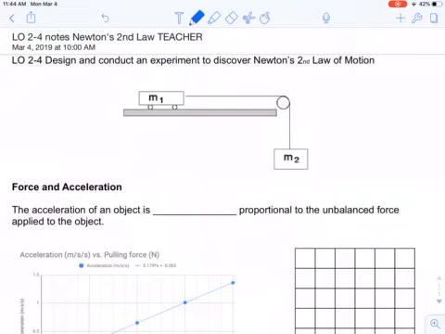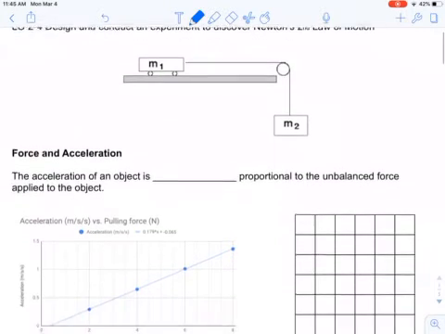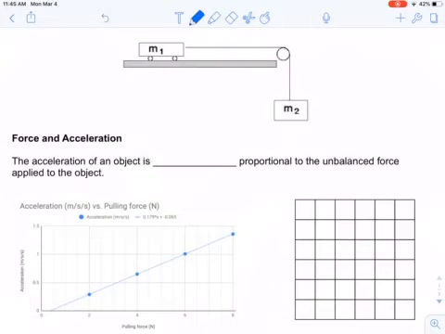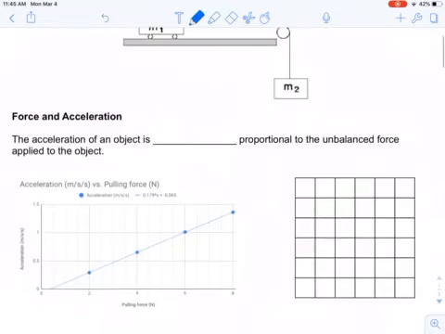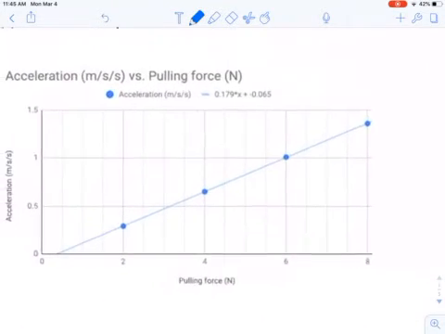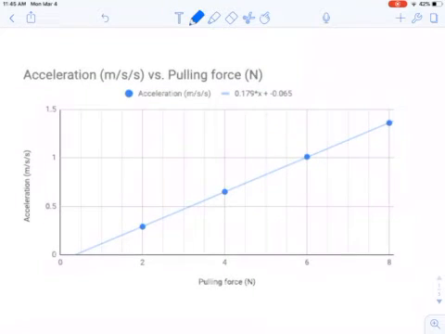Alright students, let's take a look at LO 2-4, when we had the acceleration of the cart from the falling masses. We're going to take a look at the two relationships that we saw, one between force and acceleration and the other between mass and acceleration. Here's the graph from the data that we collected in class. What observations can we make about the data?